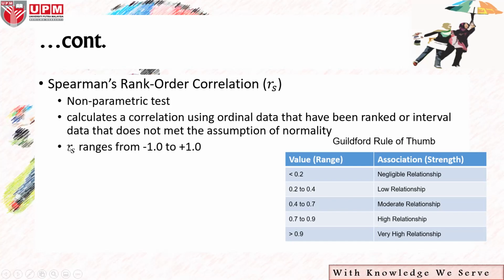Similar to Pearson correlation, the Spearman rank order correlation coefficient also ranges from -1 to +1. So negative, positive just indicates the direction. The highest value of correlation is 1, the smallest is 0. Similar to Pearson product moment correlation, if you want to describe or interpret the Spearman rank order correlation coefficient, it must be based on the Guildford rule of thumb. Then you can interpret the value accordingly based on this table.